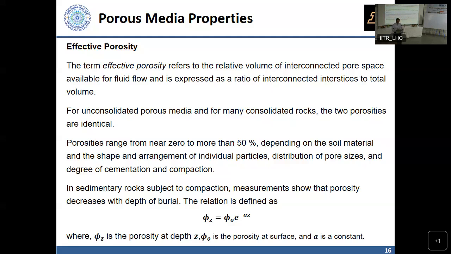depending on the soil material, shape and arrangement of the individual particles, pore sizes, and many other factors. With depth, it's quite likely that porosity will change. Porosity might decrease with depth because of compaction from the overlying layers, and it is sometimes taken as exponentially decreasing, as given by this particular expression.